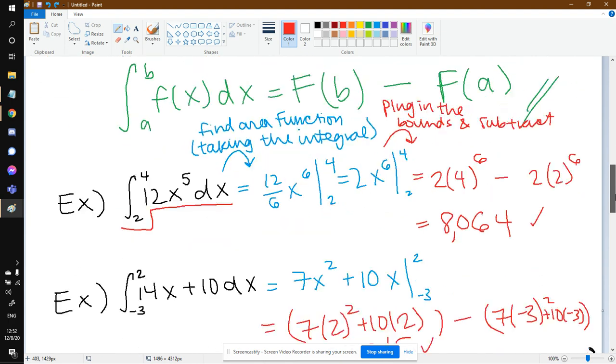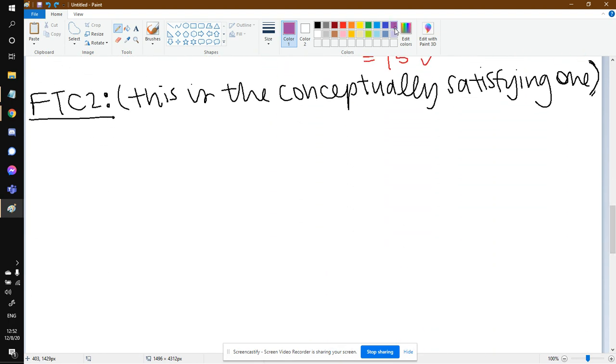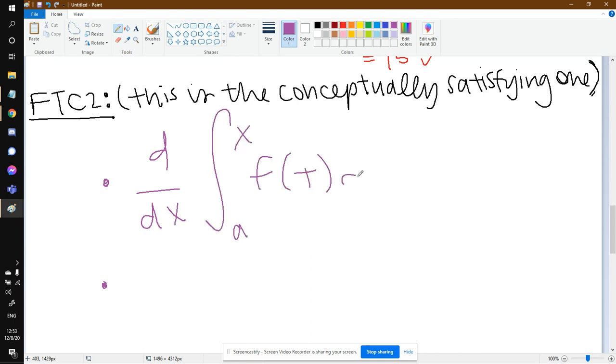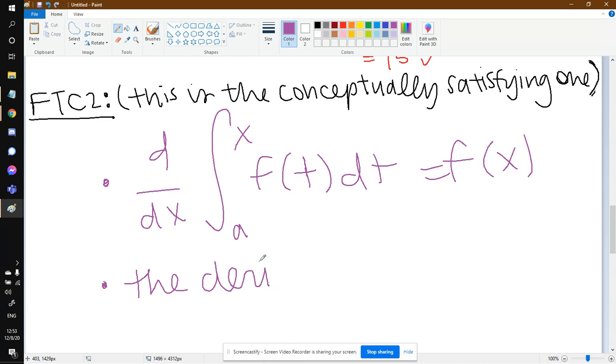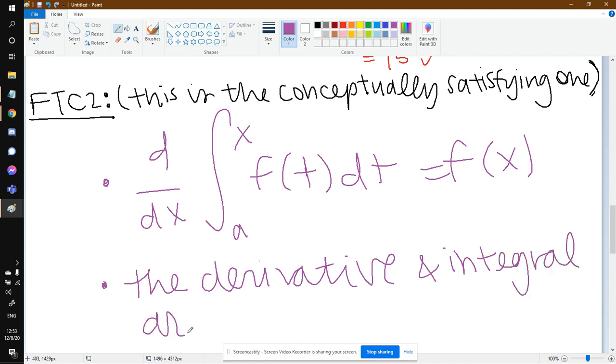The fundamental theorem of calculus 2 is conceptually satisfying. Here's the math sentence, here's the English sentence. The math sentence says the derivative of the integral from a to x of f of t dt is equal to f of x. You might say, Ms. Johnson, you said this was beautiful. It is. The English sentence is basically the derivative and integral are inverse operations.